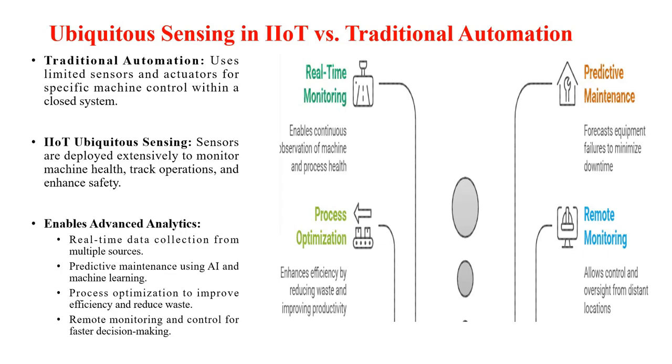But in industrial IoT and ubiquitous sensing, the sensors and actuators are deployed extensively across the machines, systems and environments, and it enables real-time monitoring of machine health, operational tracking and emergency responses. It also provides a broader and continuous flow of data and improves the efficiency, safety, and maintenance.